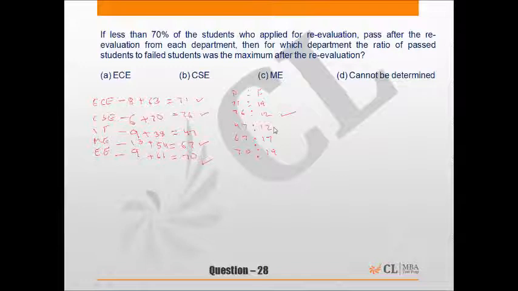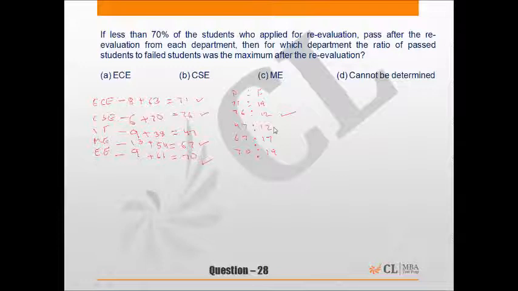But if I would have assumed 1% from ECE, 1% from CSE, 1% from IT, and 1% from E, and 69% from ME, that means for ME I would take the higher extreme end, and for the remaining branches I would take the lower extreme end. My ratio would change. In that case, 0 people will pass from CSE after revaluation. So in that case, my answer would become ME.